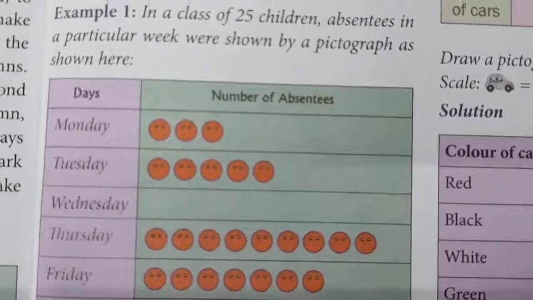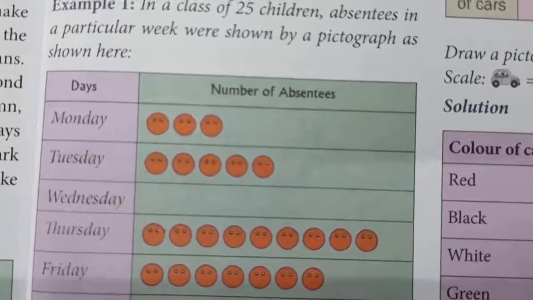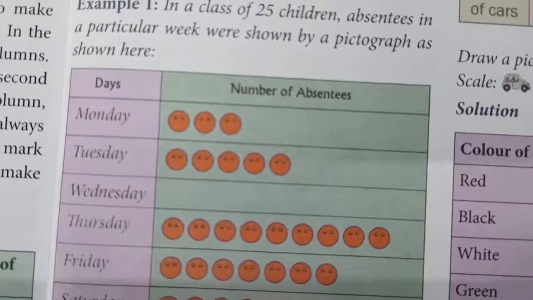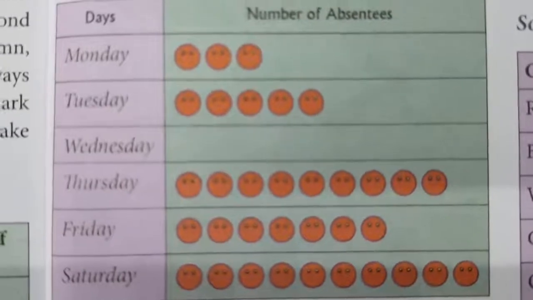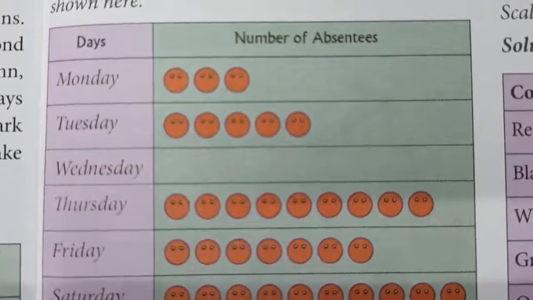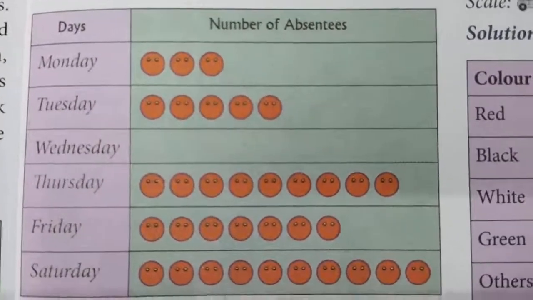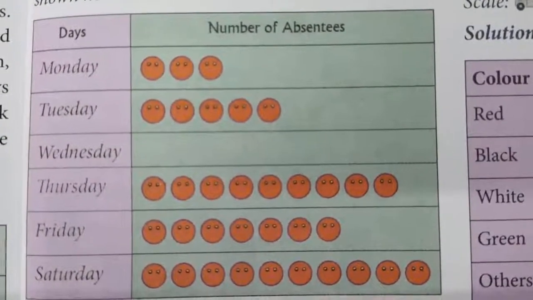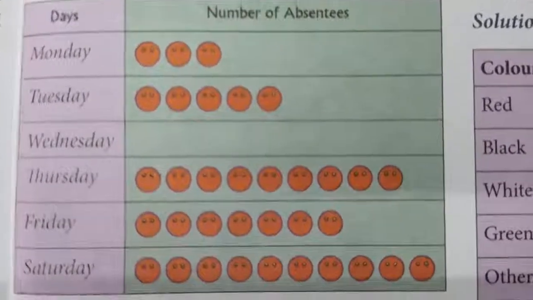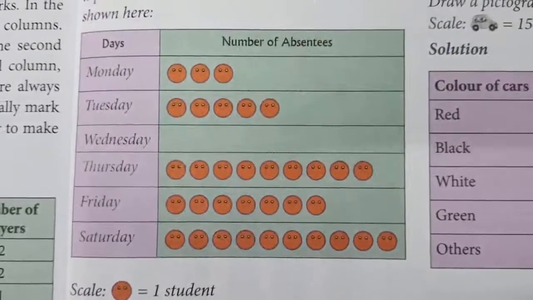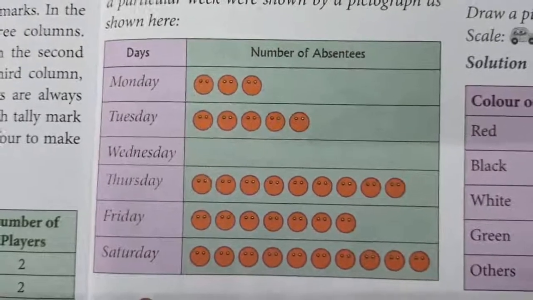In a class of 25 children, absentees in a particular week were shown by a pictograph as shown here. Days: Monday, Tuesday, Wednesday, Thursday, Friday, Saturday. Number of absentees: on Monday you are seeing 3 pictures, Tuesday 4, Wednesday nil, and so on. Below that you see the scale: one picture shows one student.